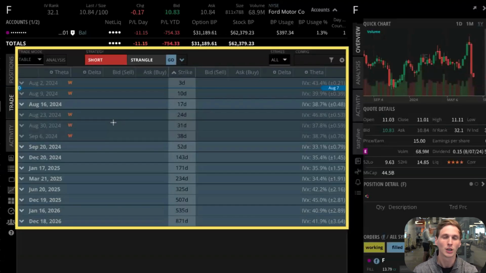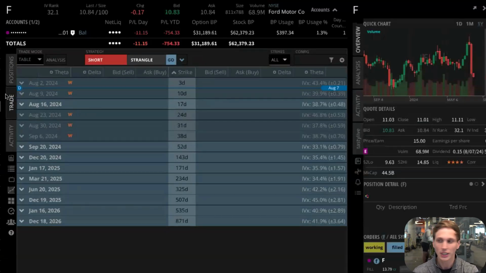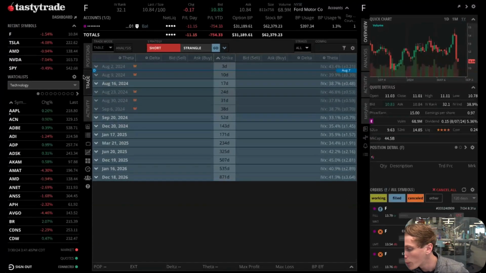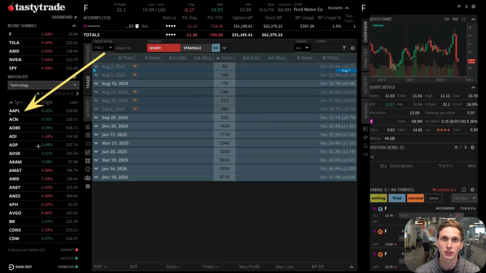So right now, we are looking at the options chain on Ford. Now, say we wanted to look at an options chain on a different symbol. Maybe we wanted to look at some of the options on symbols in our technology watch list.